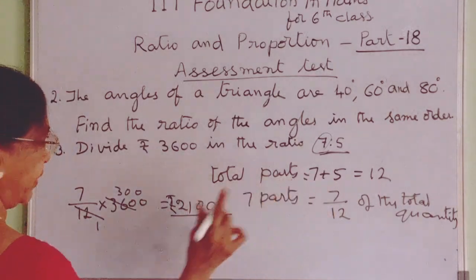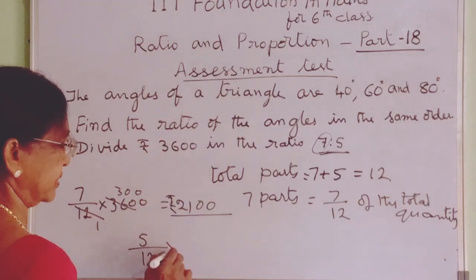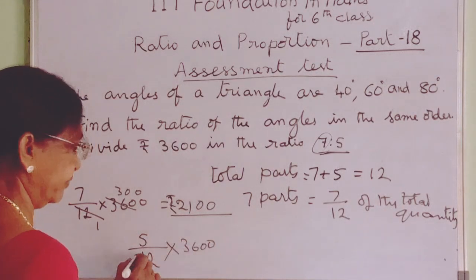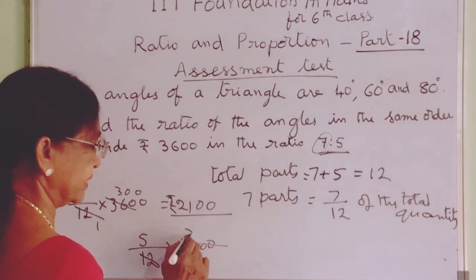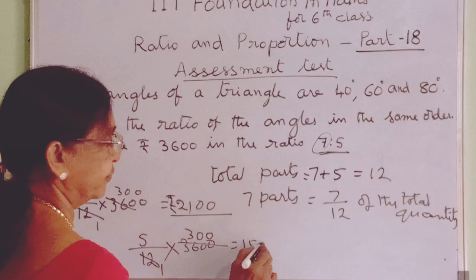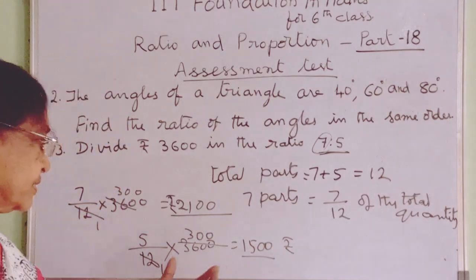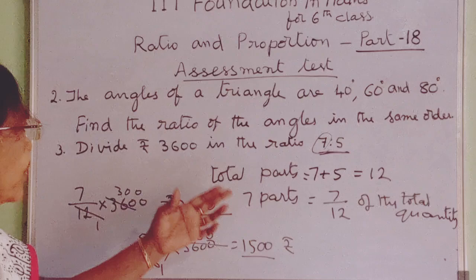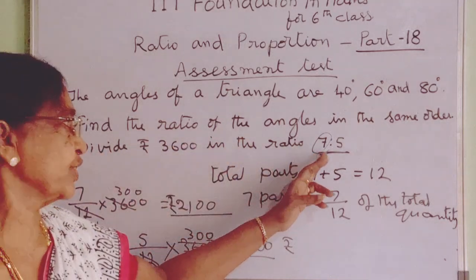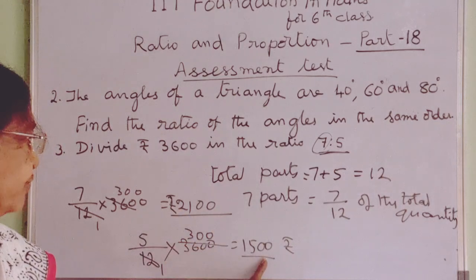Next, the second part is 5 parts. The second portion is 5 parts out of 12 parts of the total amount 3600. Therefore 12 ones are 12, 12 3s are 36, 300. 5 3s are 15. So 1500 rupees. Therefore the second part is 1500 rupees. So if we divide the amount 3600 in the ratio 7:5, we get 2100 and 1500.